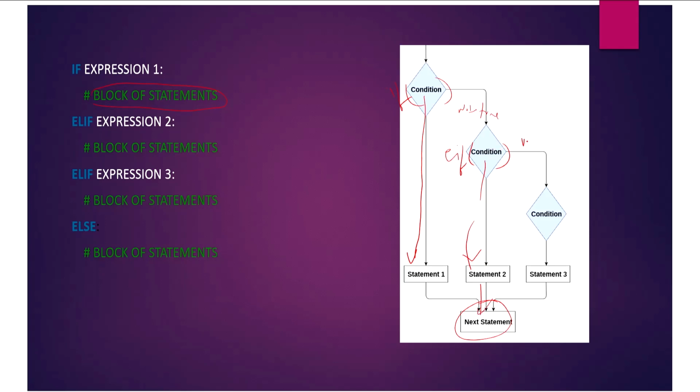Suppose this condition is also not true, it will come to here. If it is true, it will execute statement 3 and it will close the if condition. If this is also not true, finally it moves to the else block and it will execute whatever we wrote here. This is how if else ladder will work. Let's see each one by one with an example.